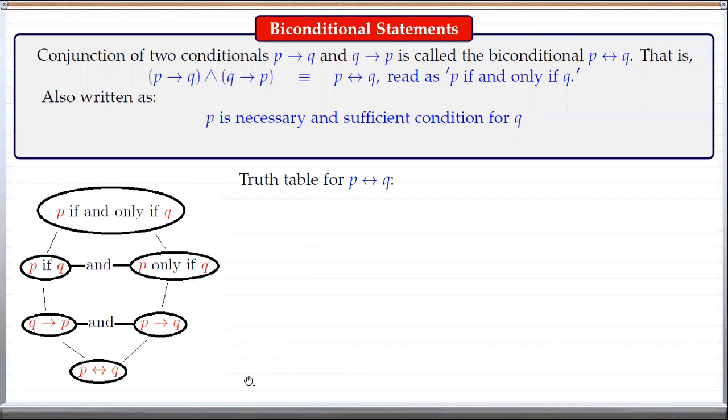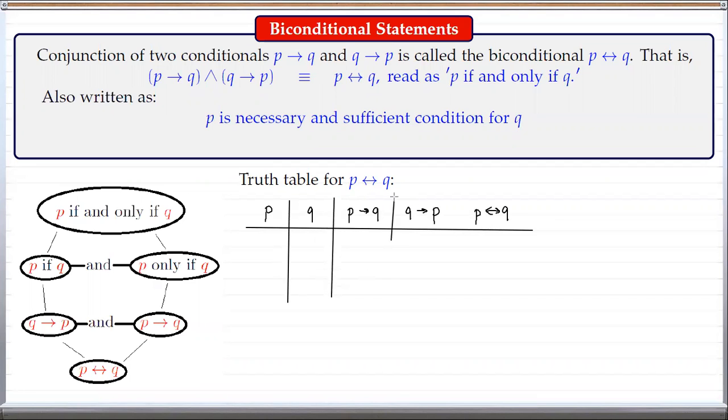Now let's look at the truth table for P if and only if Q. So we want to have columns for P, Q, P implies Q, Q implies P, and if we combine these two by AND, we get P if and only if Q. Now we want to look at all the possible combinations of truth values of P and Q. For that, we can put down true, true, false, false, and true, false, true, false.